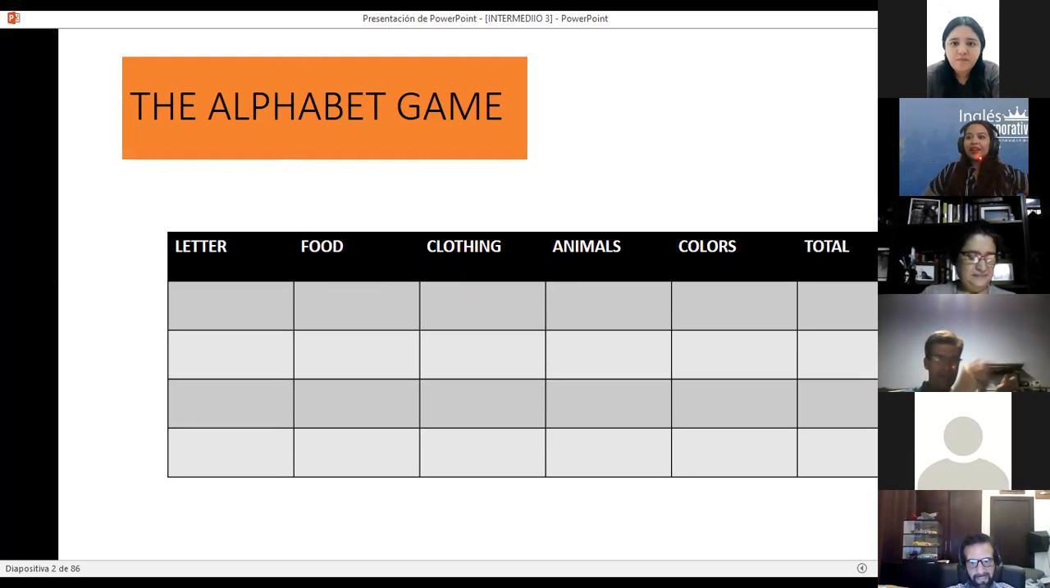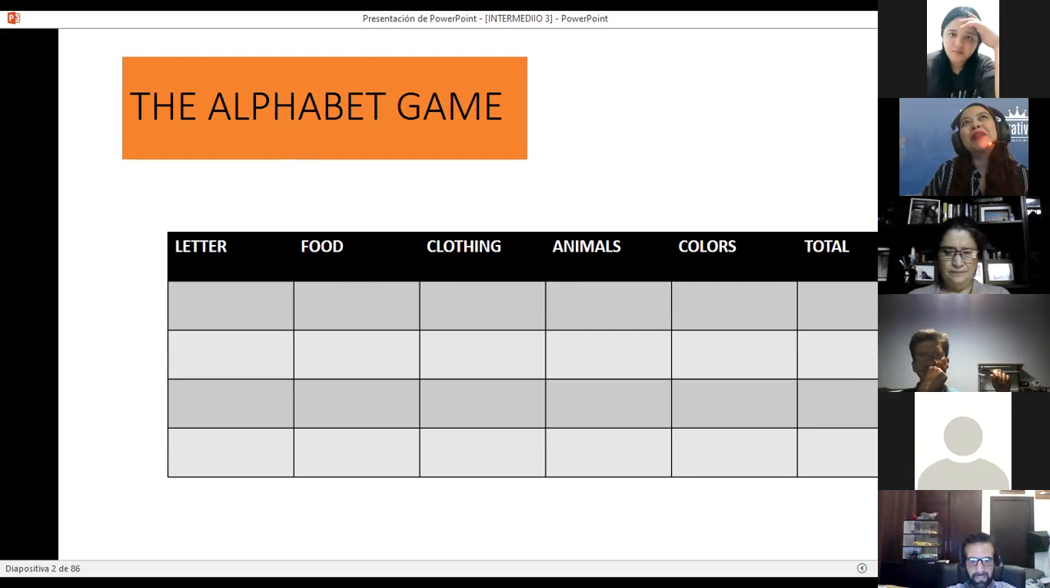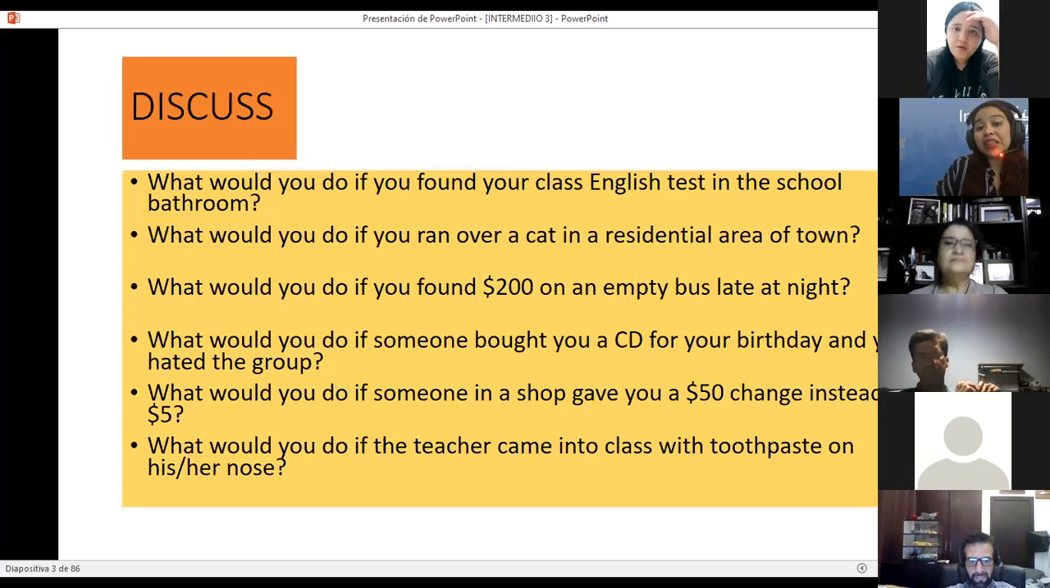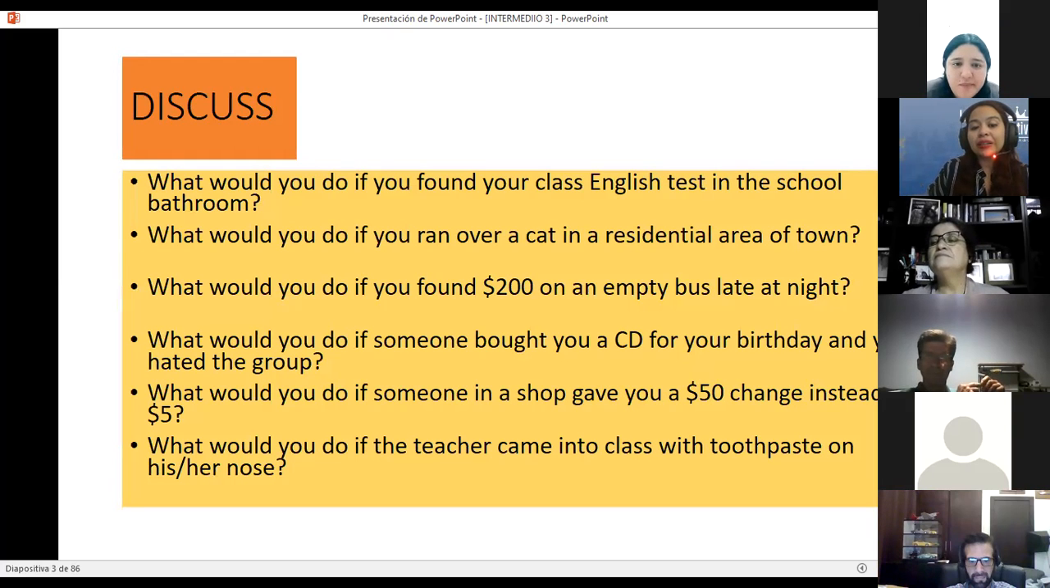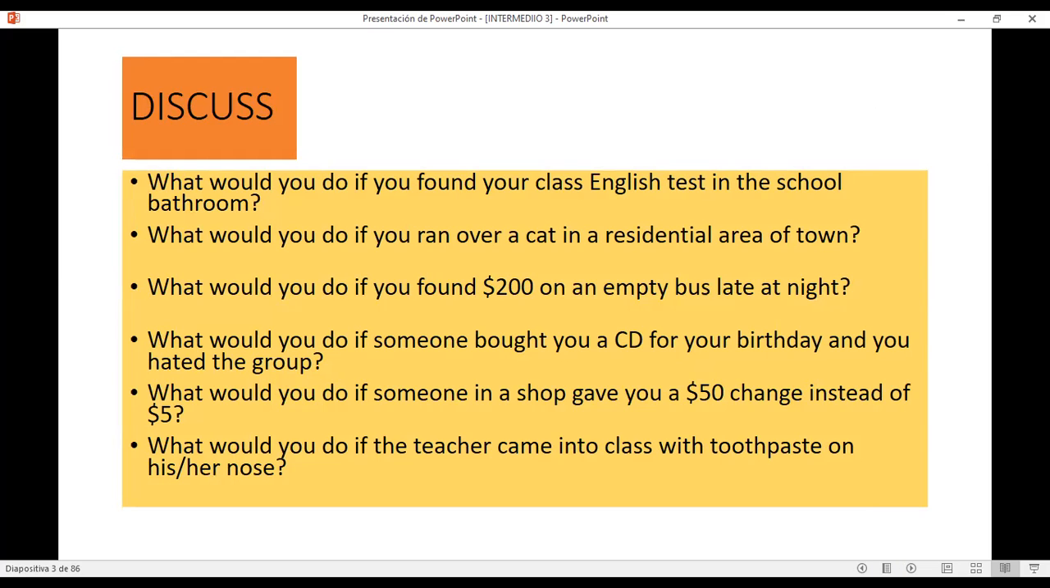Now, yesterday we discussed a couple of questions about the second conditional, right? And today I have a couple of what we can call dilemmas, or some situations that we may face, but we are not 100% sure how to react or what the best way to react is. So let's say, for example, the first one doesn't apply for you, so never mind. The first one says, what would you do if you found the English test in the school's bathroom?